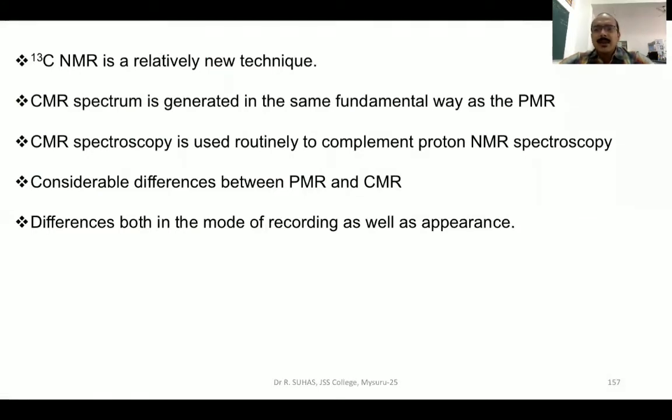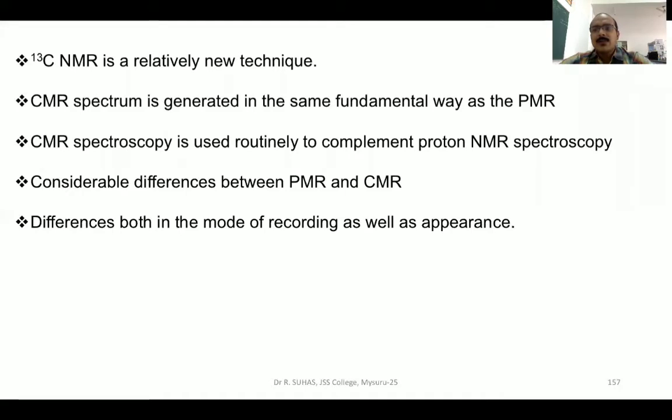You must be wondering why we are not studying C12 NMR spectroscopy, rather we are going for C13 NMR spectroscopy. The reason is very, very simple. For any nucleus to become NMR active, its spin quantum number, that is I, should be greater than 0. In 6C12, the atomic number and mass number, 6 and 12, are both even. When both are even, I becomes 0, the spin quantum number is 0. When the spin quantum number becomes 0, it becomes NMR inactive.